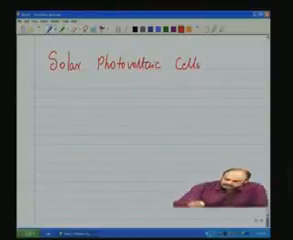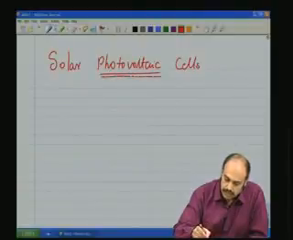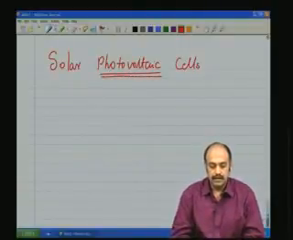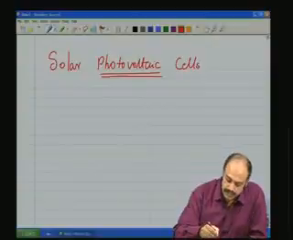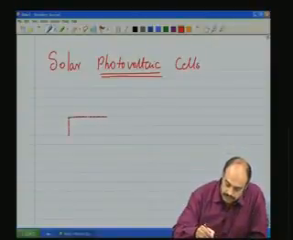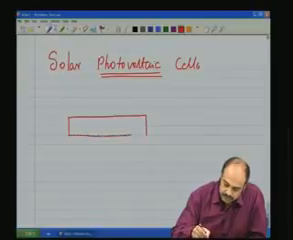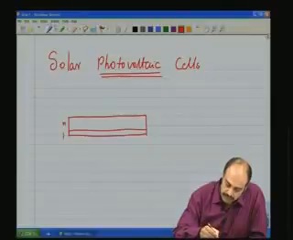Now we shall go into another type of source called the solar photovoltaic cells. As the name suggests, photovoltaic, the source is based on the principles of photoelectricity, which basically means that there is a p-n junction, an n-type material on a p-type substrate.